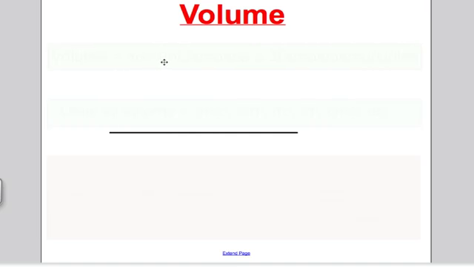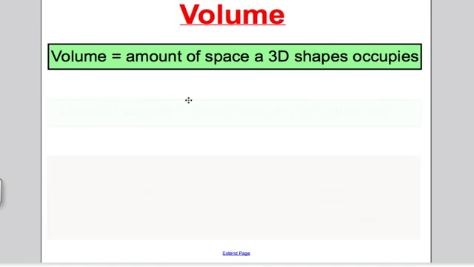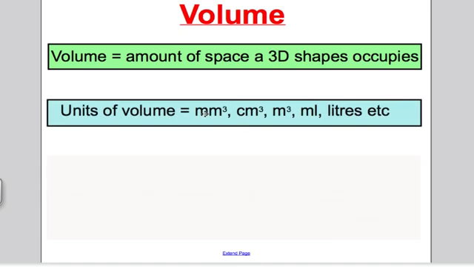So, just removing this, the definition you need to know is volume is the amount of space a 3D shape occupies. Now, what are the units of volume? You need to know these. Well, there are many units of volume. Sometimes it depends on the unit we use to measure the lengths in the 3D shape. If we measure the lengths in millimeters, the area would be millimeters squared and the volume would be millimeters cubed. Similarly, if we had measured in centimeters, area centimeters squared, volume centimeters cubed. So some of the common units of volume are millimeters cubed, centimeters cubed, meters cubed, or sometimes straight volume measures like milliliters or liters can be used.